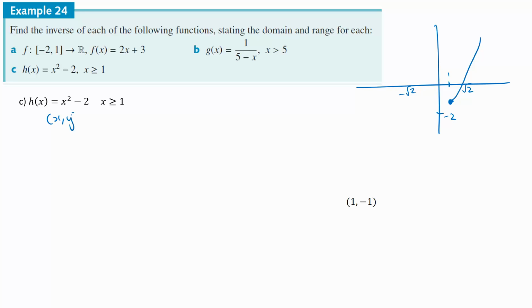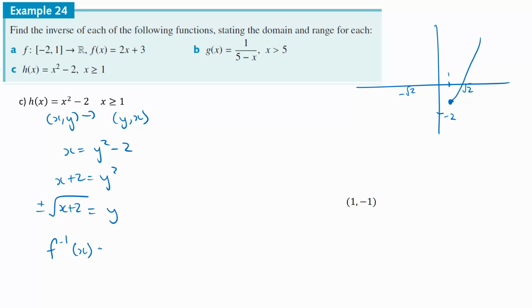If we were to find the inverse, this is what you would have done. You would have swapped x to y, and y to x, that's the transformation, and you would have had x is equal to y squared minus 2. Inverse both sides, so that becomes x plus 2 equals y squared, and you square root both sides. Now this is where it gets tricky. You get 2 equations. That's not how you write it as well. You're meant to write f inverse of x equals plus or minus the square root of x plus 2.